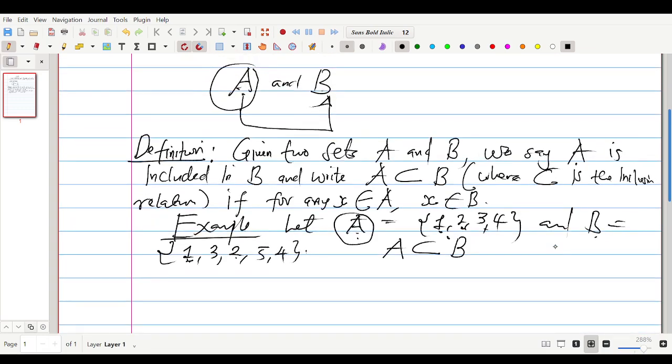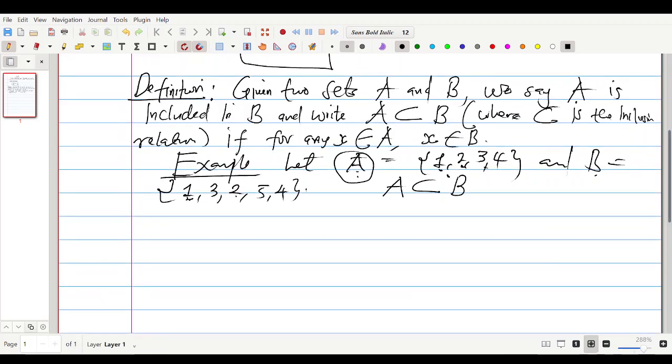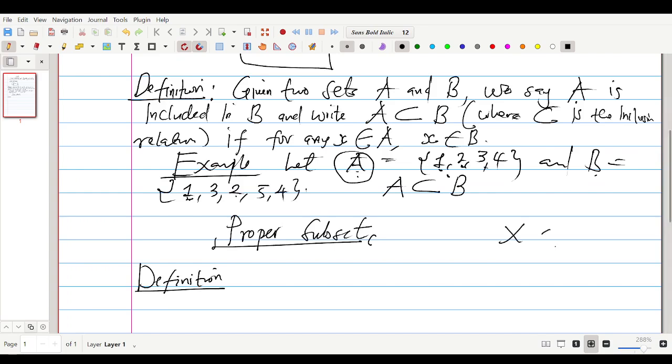So we want to look at a very important aspect of inclusion called the proper subset. Right? So once again, we also consider a definition. But before I give you the definition, I need to explain to you. Let's suppose that we have two sets X and Y, for example. Now, when do we say set X is a proper subset of Y? I did not say subset of Y. I'm saying now proper subset.